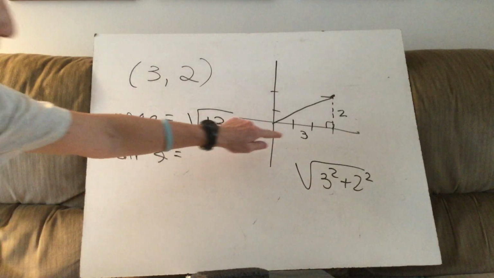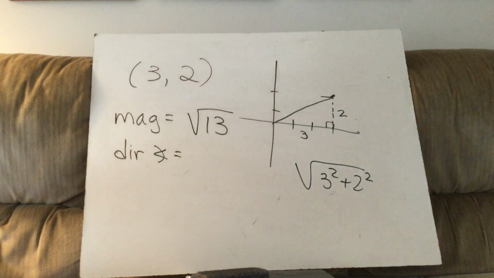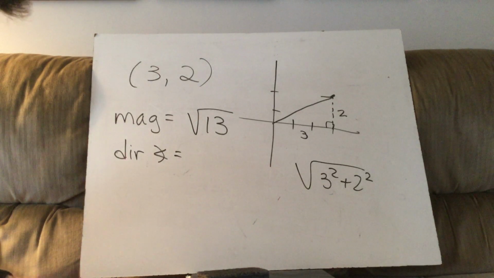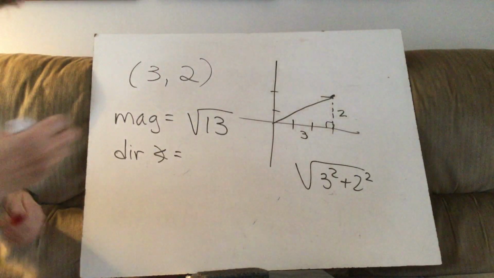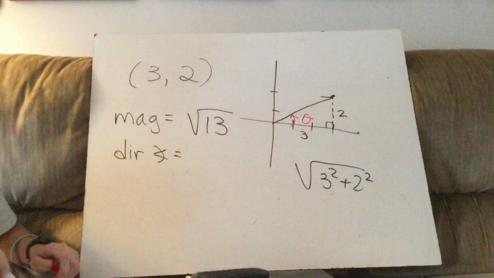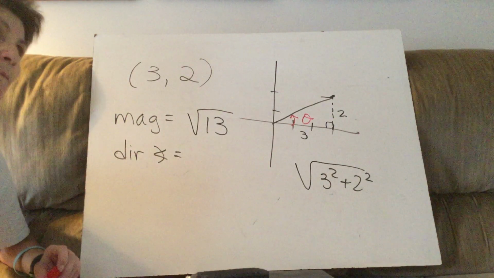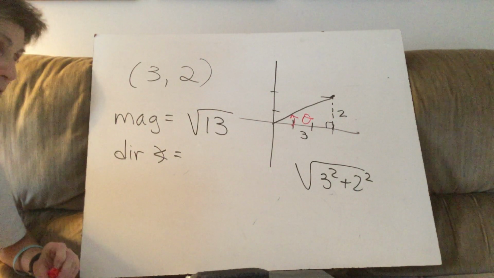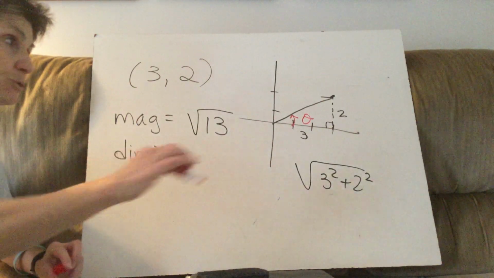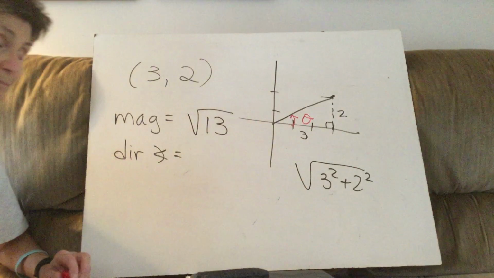We just do the Pythagorean Theorem. 3 squared plus 2 squared equals hypotenuse squared. We did a lot of that in the last video. Now, this angle right here is the direction angle. I'll call it theta. You can call it whatever you want. But I need to find that angle. Remember a while ago, I told you that the direction angle is the angle you make with the positive x-axis. So this is the direction angle.